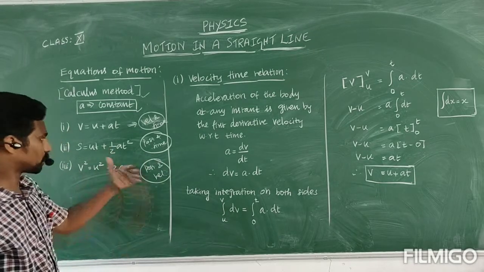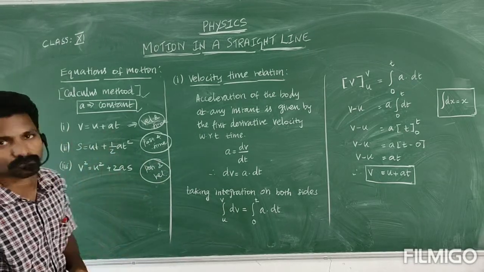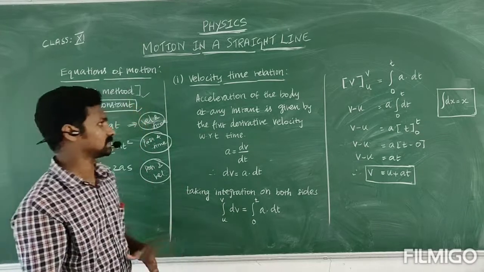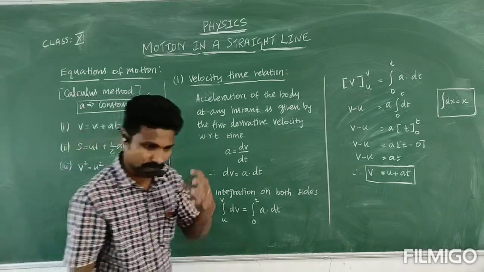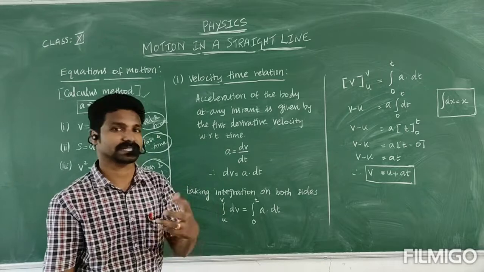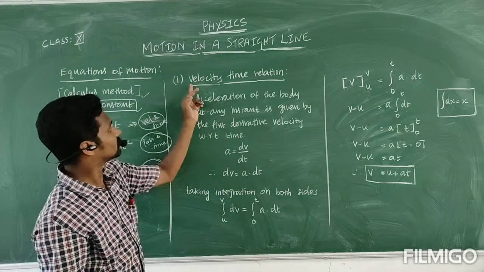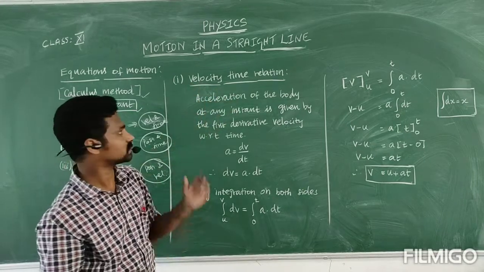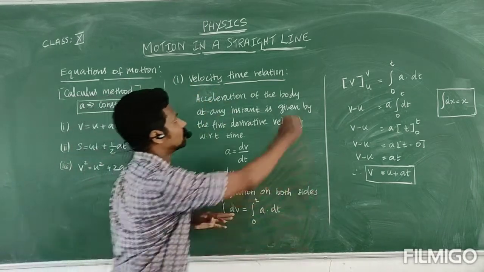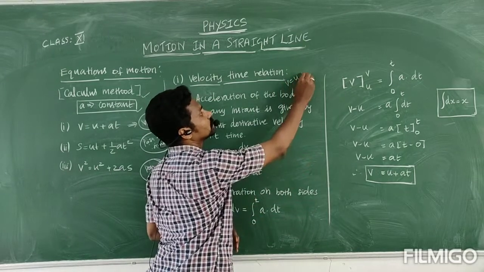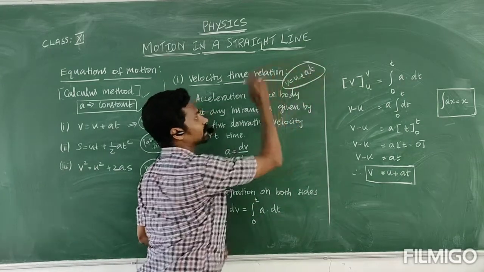So now let's derive them one by one. First I take v is equal to u plus at. How to derive it? Basically, it is good practice to use integration. Please listen, the velocity time relation, v is equal to u plus at. This only we are going to derive.